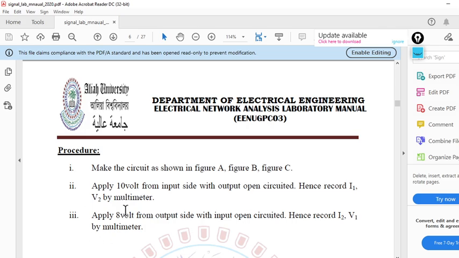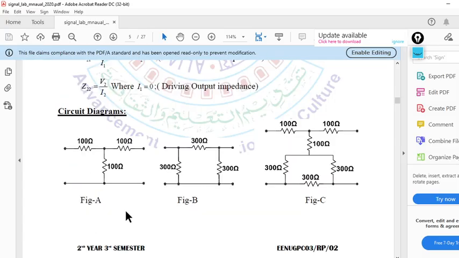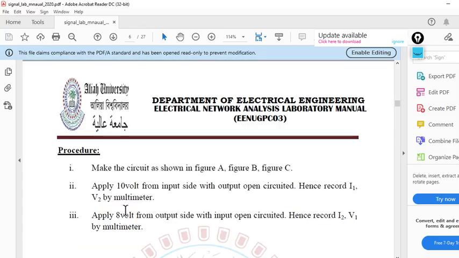Because we are working in a resistive circuit, we cannot really say impedance. Actually, if we use an RL circuit, then we can set impedance, but okay, no problem. Now, as we are finding the Z network, or Z is known as impedance, we can give 10 volt here also, and we can record I2 and V1.